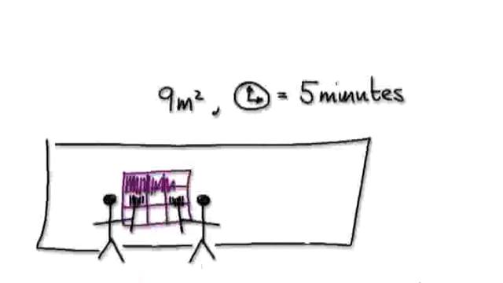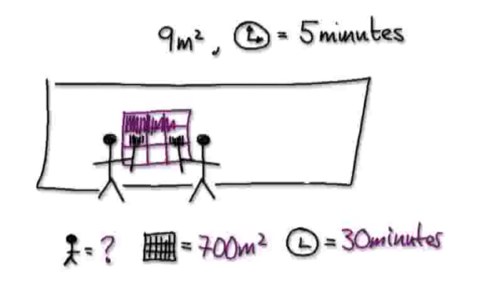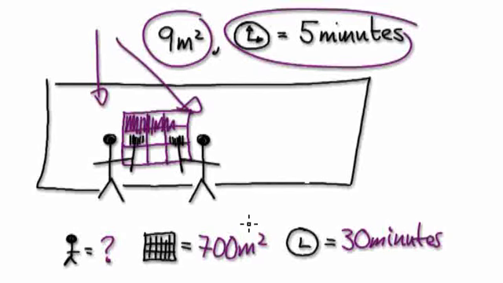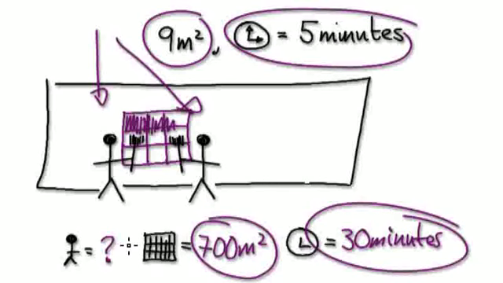Okay, let's give you guys some more practice. Imagine now you're running a painting company, with two employees. With two employees, you can paint 9 meters squared in 5 minutes. Now if I have a wall that's 700 meters squared, and I want it done within 30 minutes, within half an hour, how many employees do I need working on that wall?